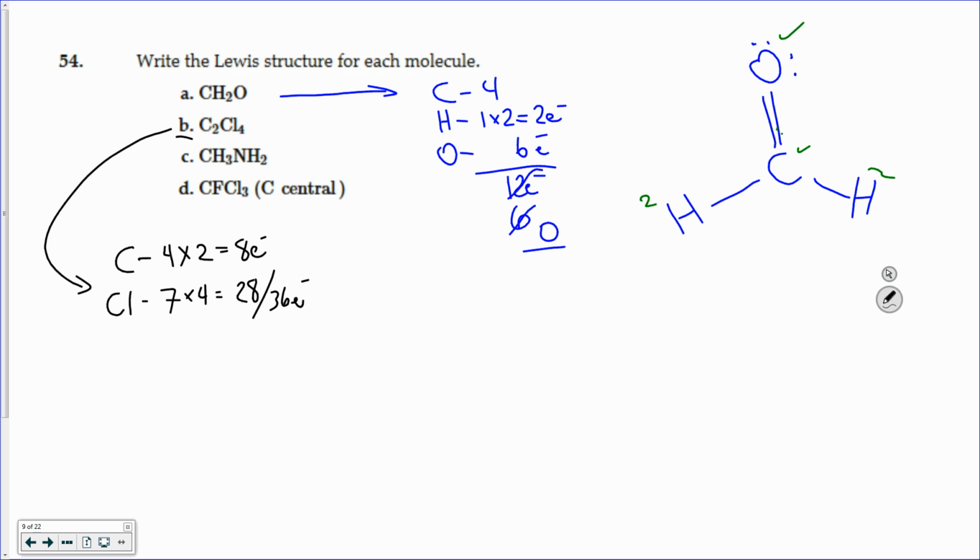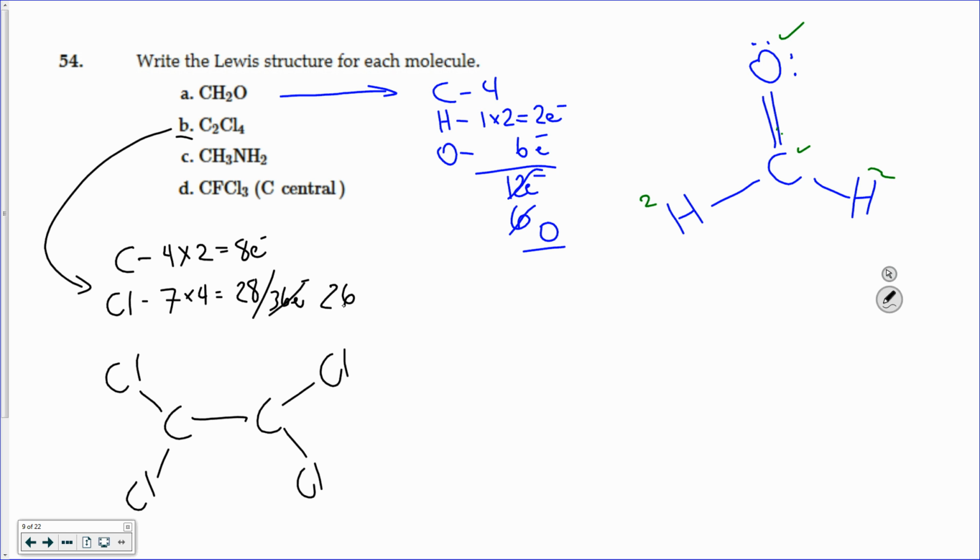Okay, so if I compare carbon to chlorine, carbon's going to be central. There's 2 carbons, so I'm going to put those 2 carbons next to each other, and I'm going to surround everything with the chlorines. So I've got 4 chlorines. I'm going to spread them out symmetrically. So I'm going to put 2 on each one of the carbons. Okay, so let's just start making some bonds. So 1, 2, 3, 4, 5. 5 single bonds that use 10 electrons. So I've got 26 left.